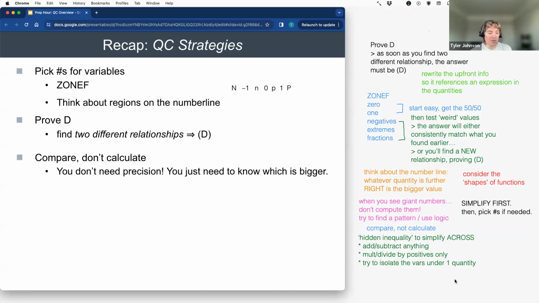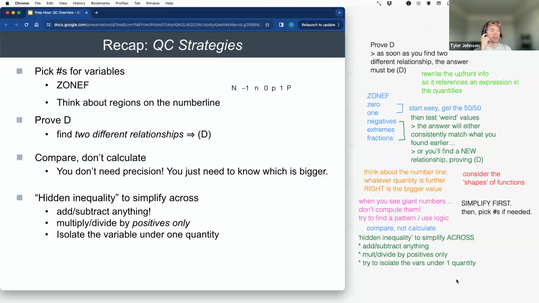And remember, you don't need to know what the exact values are behind these quantities. Your only goal with these sorts of problems is to determine which quantity is bigger. So rather than calculate, rather than be precise, just try and make that comparison. And you can often do that with estimation and using some rough logic.